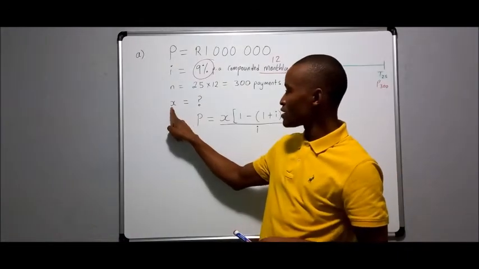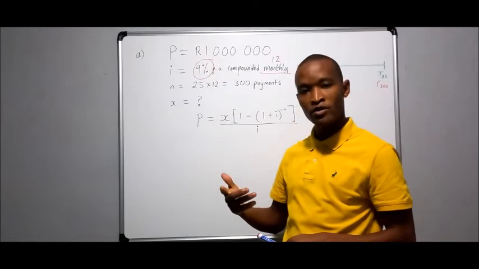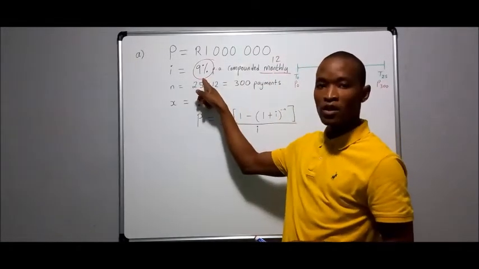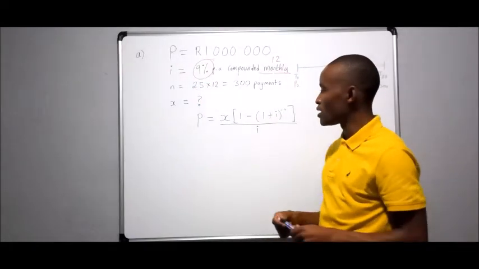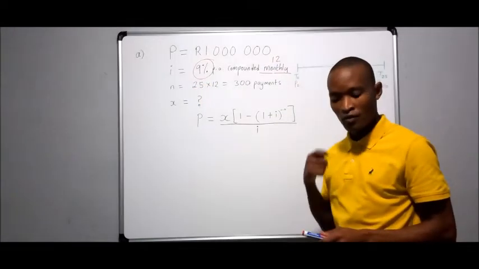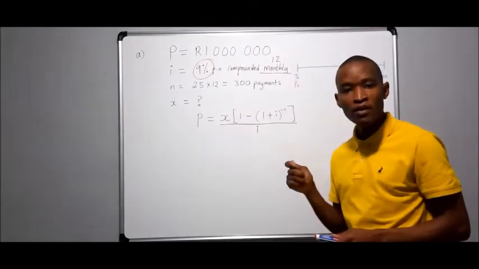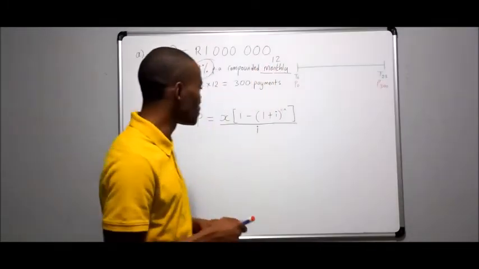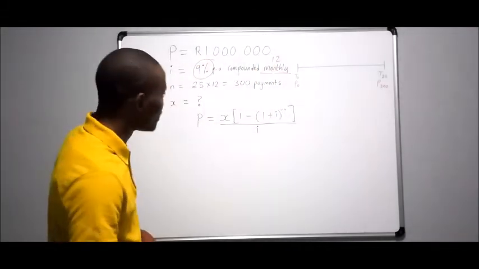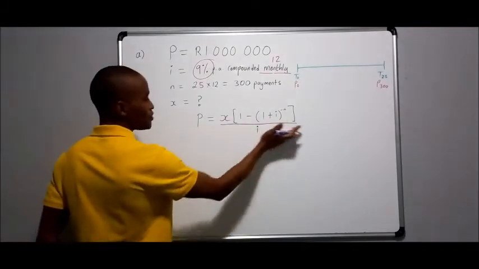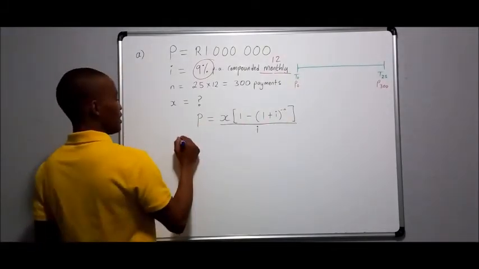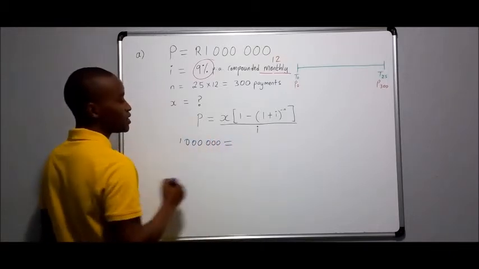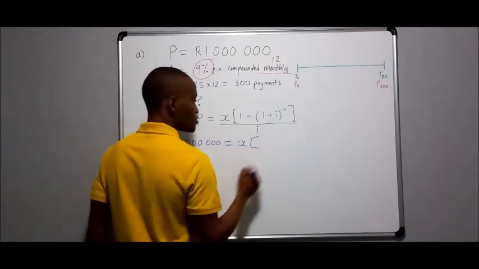We're looking for x. x represents our regular installments. In this case, it will be our monthly installments that will come with this interest, and then we will want to see how much this person will pay per month for the next 25 years to pay off this loan. So let's start and substitute into our formula, and find out what the value of x will be. We have 1 million rands for P, and the x, of course, we are about to solve for.